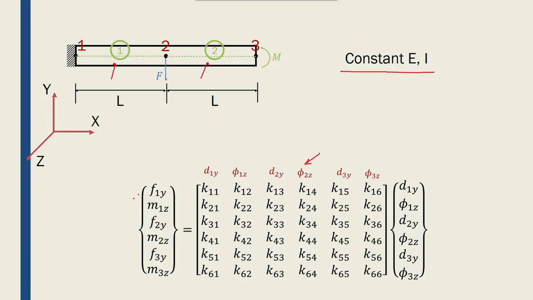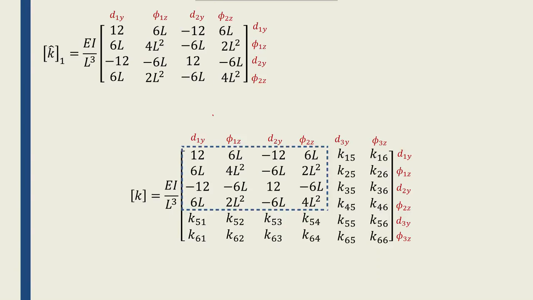We found the relationship between the local and global forces for the nodes, as well as the local and global displacements for the nodes. Now it's time to find this 6 by 6 global SFS matrix for this beam example. So let's first use the local SFS matrix for element 1.